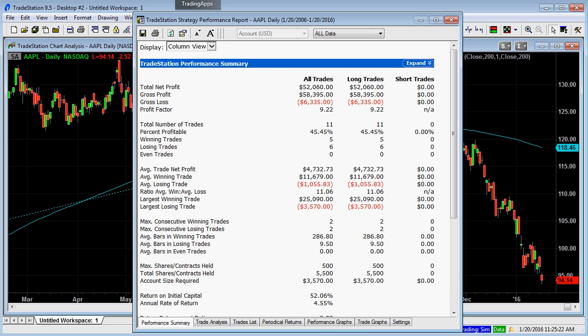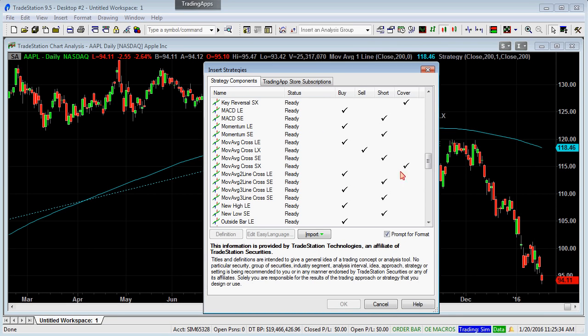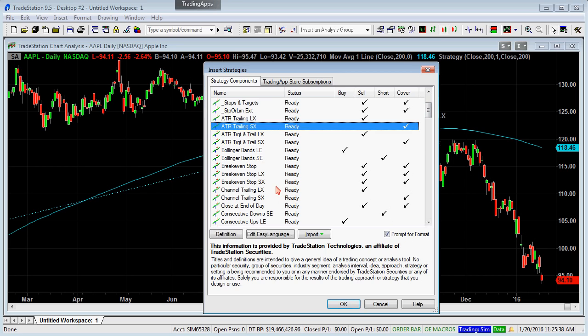I did see a question here about ATRs, and Paul has submitted that question about ATRs. So if I want to add a stop here, I can go to the Insert menu and go to Strategy. We have some ATR strategies. If I go here to the top, here they are. ATR Trailing LX. This is a trailing stop based on ATR. I know that somebody else asked about trailing stops. George asked about trailing stops. You have all those strategy components available here. We have a trailing stop based on ATRs.